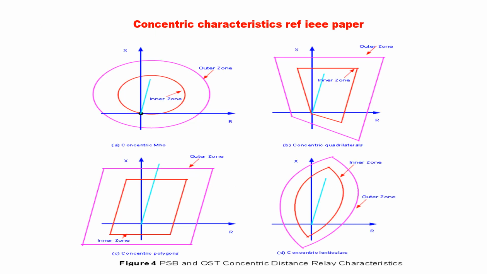So this is known as, see here, suppose this is your highest third zone, inner, and then there is the outer zone. See, inner zone, outer zone. So this is a fictitious zone.